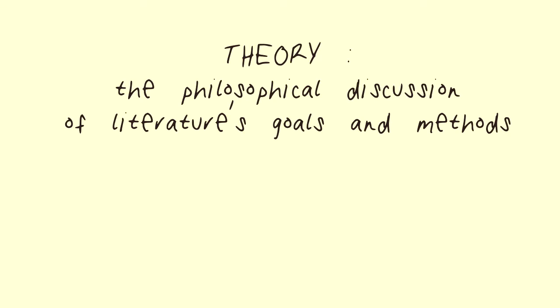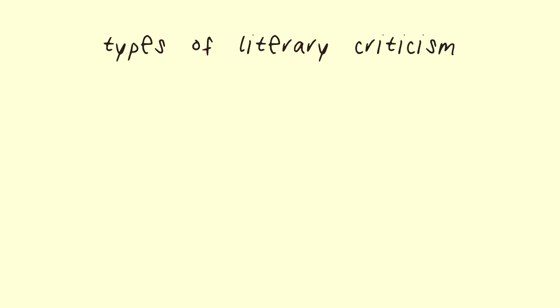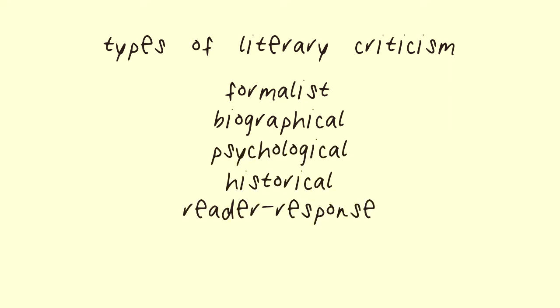Literary theory, by definition, is philosophical discussion of literature's goals and methods, which is used to further understand literature. Literary criticism is the study, evaluation, and interpretation of literature. These two literary tools can be used together to provide an evaluation of a literary theory and further the understanding and interpretation of literature. Some types of literary criticism include formalist, biographical, psychological, historical, reader response, gender, and cultural criticism.